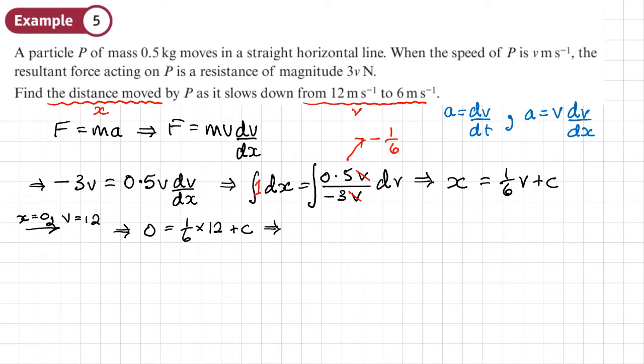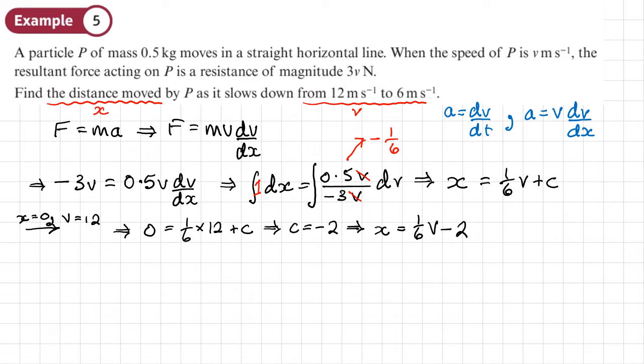1/6 times by 12 is 2, so we've got 0 equals 2 plus c, which means that c needs to equal negative 2, and then our final expression is going to be minus 3v is equal to 0. Sorry, I'm looking at the wrong expression here. I should be looking at this one here. So x is equal to 1/6v minus 2.